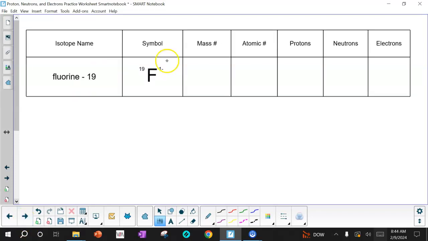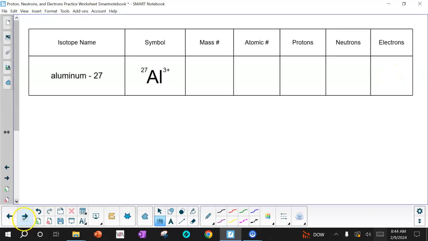Okay, here's one where we have a symbol. I did have to find fluorine on here. Atomic number should be 9. And so atomic number is 9. Mass was 19. 9 protons, 10 neutrons. Notice I have a charge on this one, -1. That means I have 1 more electron than proton. If this is 9, this is 10.